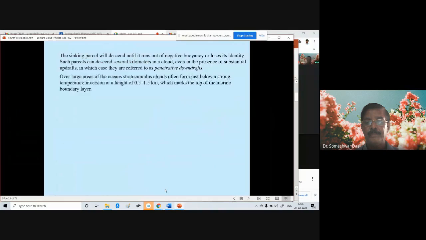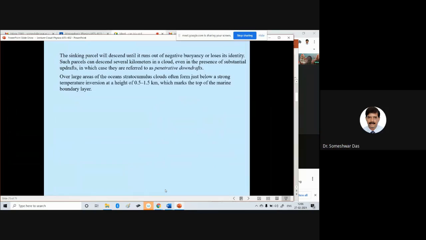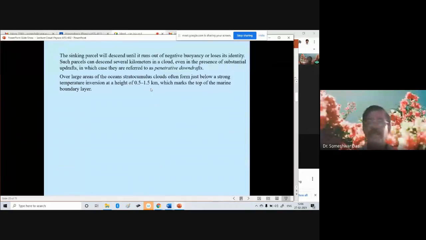Over large areas of the oceans, stratocumulus clouds often form just below a strong temperature inversion at a height of 0.5 to 1.5 kilometers, which marks the top of the marine boundary layer. You might have heard about the trade wind cumulus, the trade wind zone. You have heard about the trade winds, right? In your school geography classes, you might have studied about the trade winds. Have you studied about the trade winds in your school?